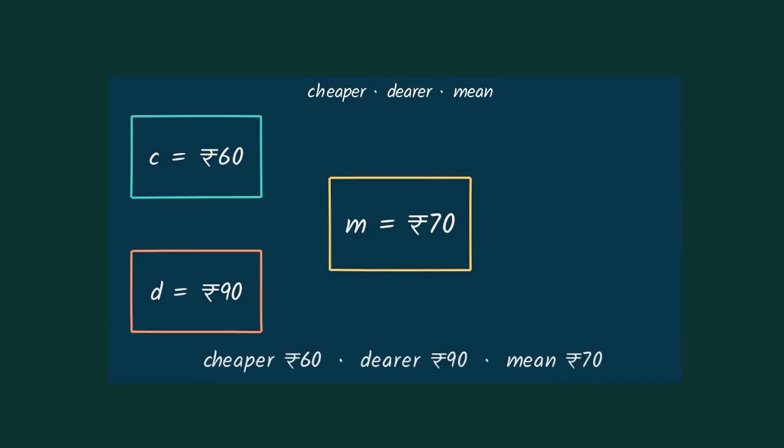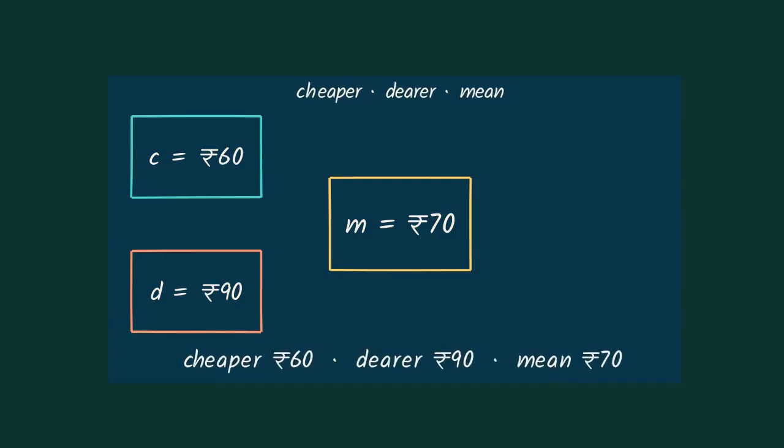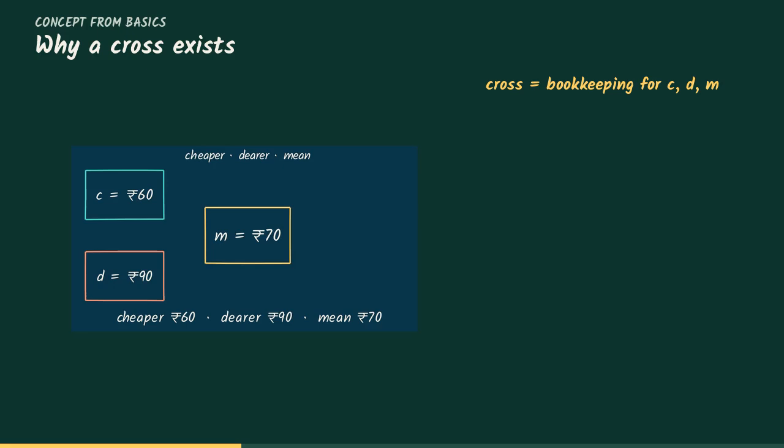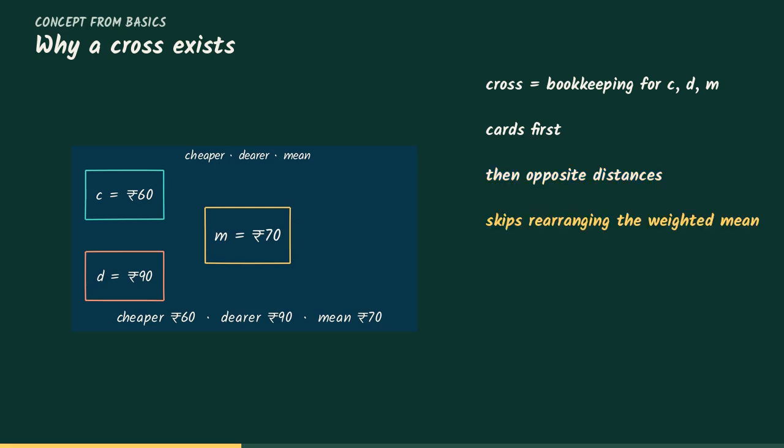The weighted mean equation hides the ratio inside the algebra. The alligation cross is bookkeeping that puts C and D on the wings, M in the middle and draws the cards first, so the mix question sits on the page before any distance arithmetic.